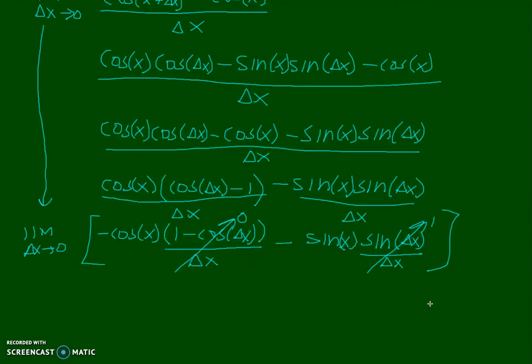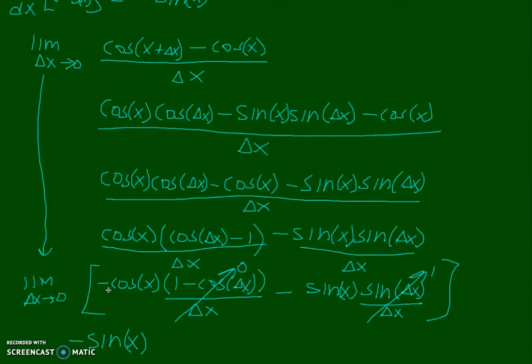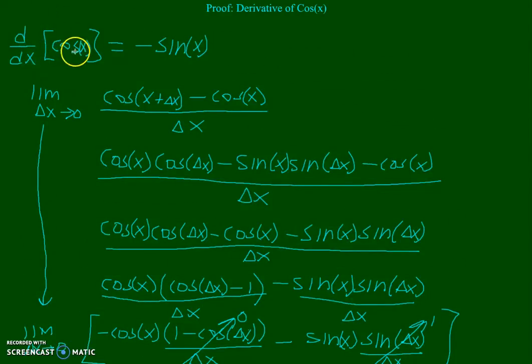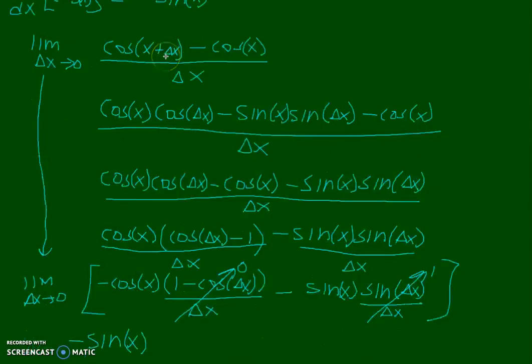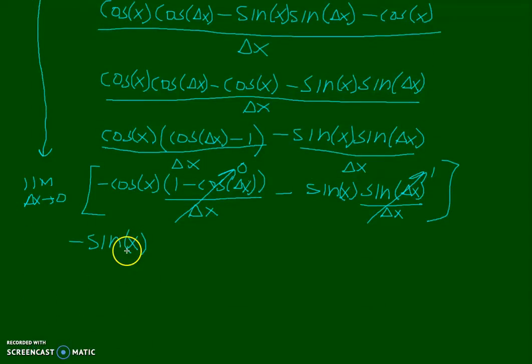And so now, since this entire term goes to 0, we're left with negative sine x times 1, which is just negative sine x. And there is the derivative of cosine. So the derivative of cosine with respect to x is negative sine. And I will see you in the next session.